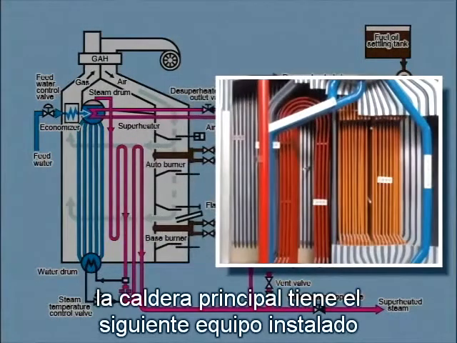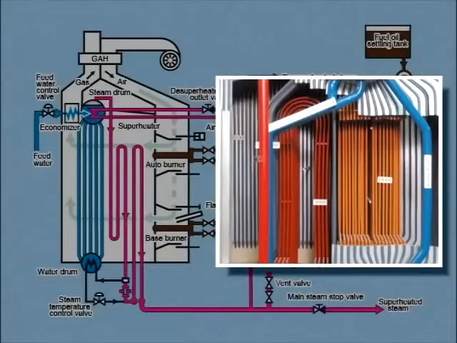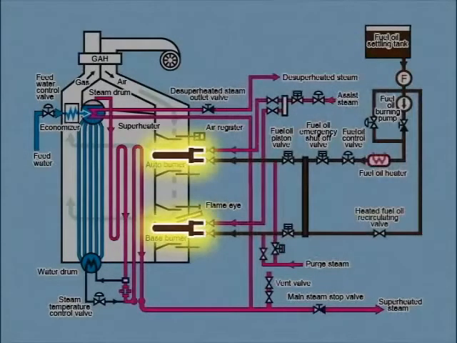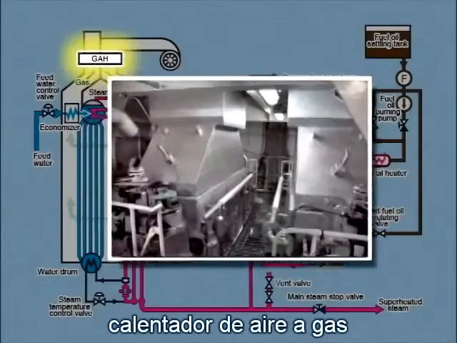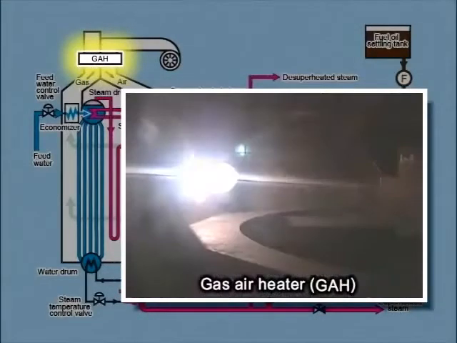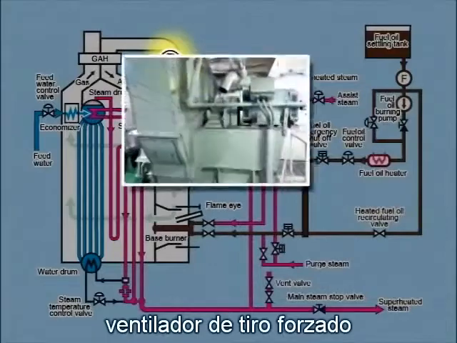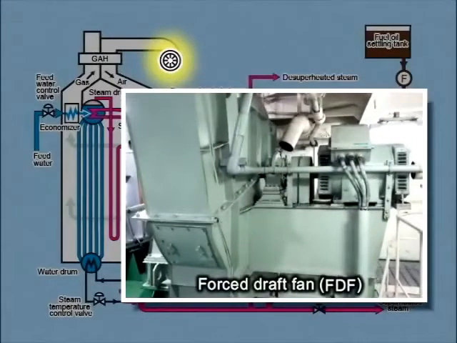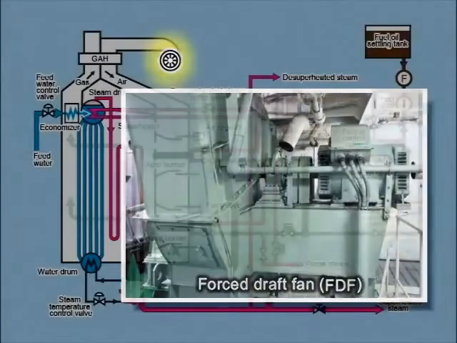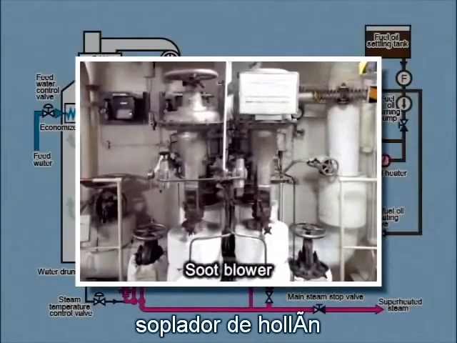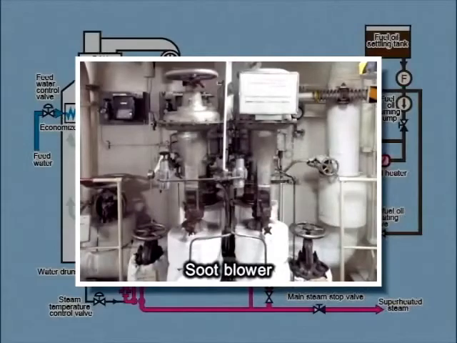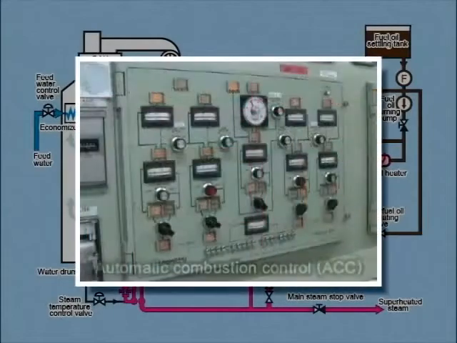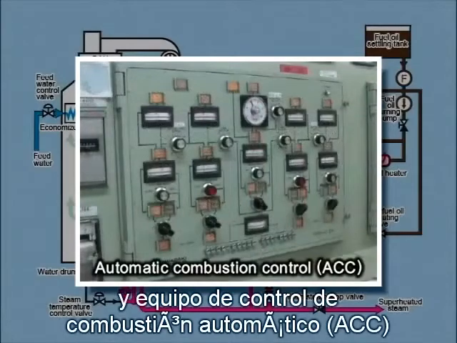The main boiler has the following attached equipment: combustion unit, gas air heater, forced draft fan, soot blower, and automatic combustion control equipment.